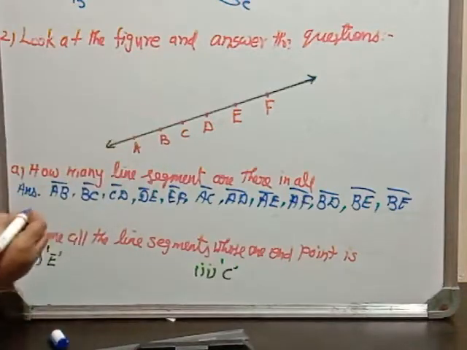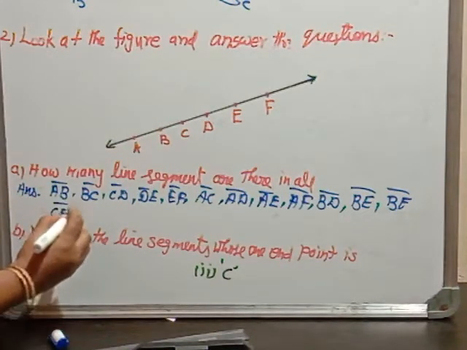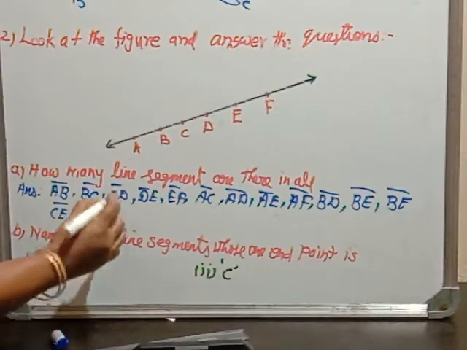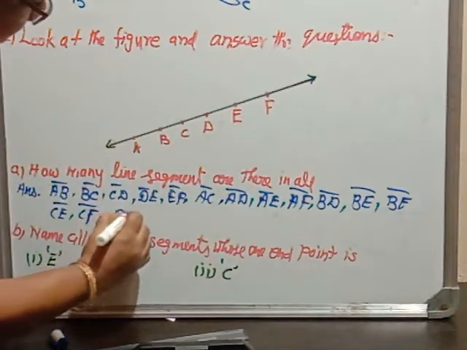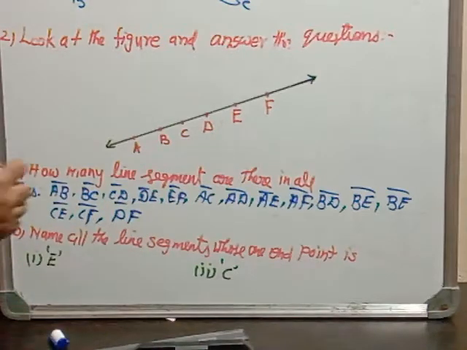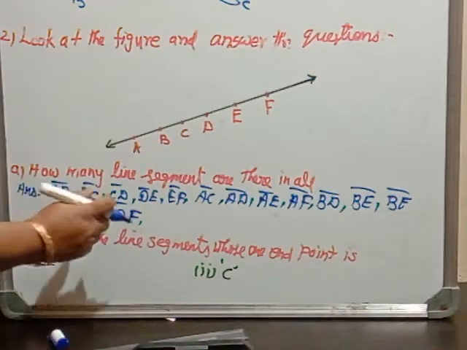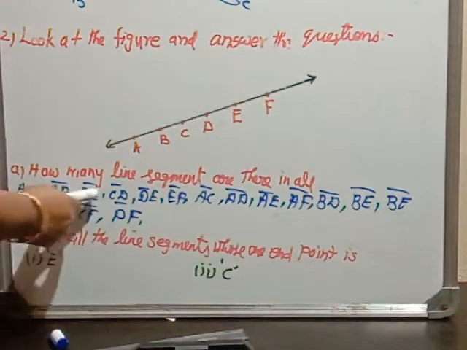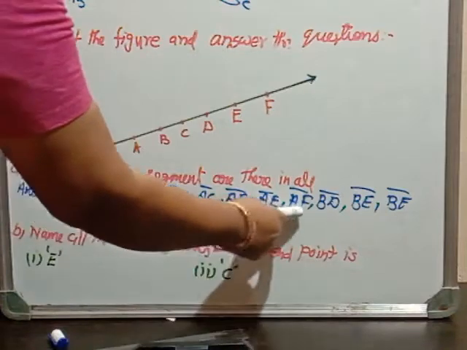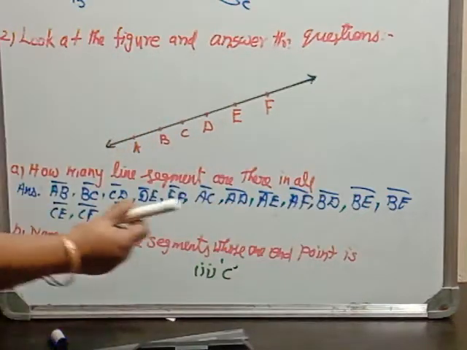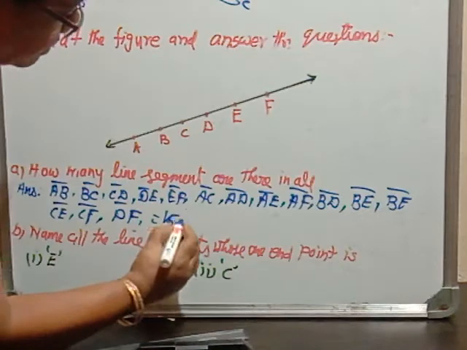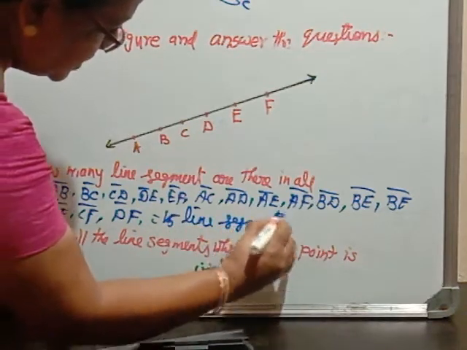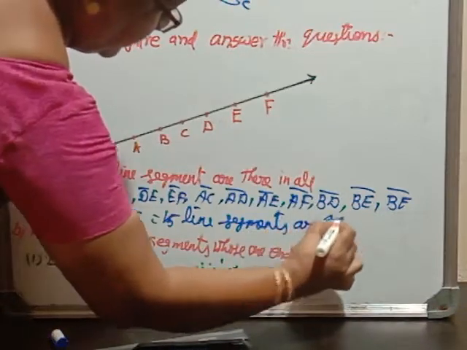Now, CD already is there. CE, 1 line segment. CF, 1 line segment. Then DE is there. DF, 1 line segment. Then EF already is there. So, totally how many are there, children? 1, 2, 3, 4, 5, 6, 7, 8, 9, 10, 11, 12, 13, 14, 15 line segments are there. How many line segments are there? 15 line segments are there.